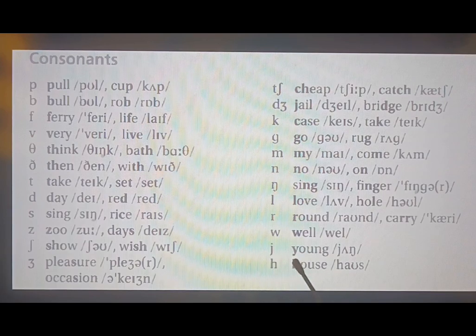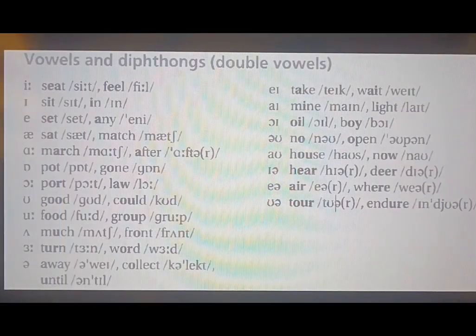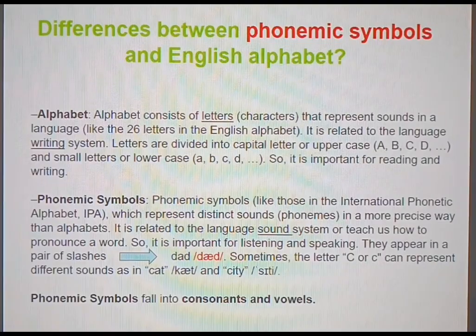And this is y sound like young. This is h sound like house, okay? These are all the consonant sounds we have in English. You may see some other consonants in your local language, all right? You have to be careful or ask your teacher about it. But now we come to, as you know, I said that the phonemic symbols consist of, let's say, consonants and vowels. So we started with consonants, and now we have to move on to vowels.